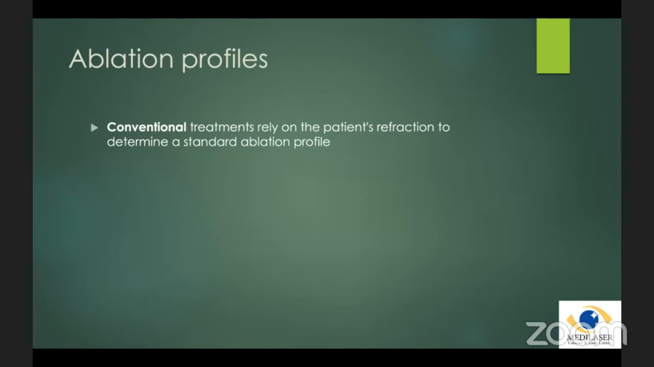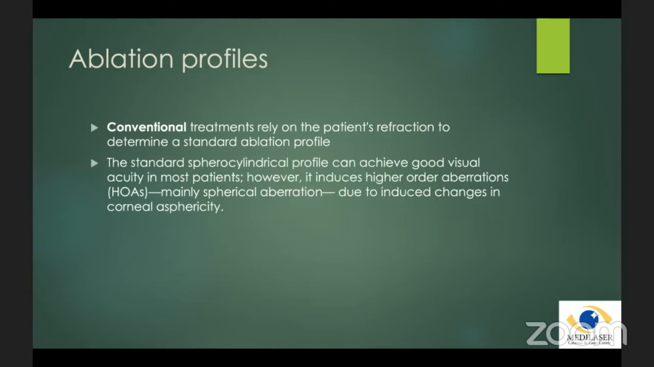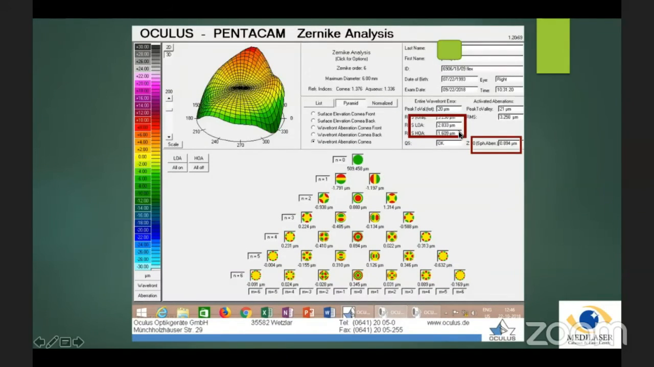In the conventional treatments that we were using, we used to only take into account the sphere and the cylinder of the patient that we were treating. However, this is the pre-op wavefront data of a patient. After a myopic treatment, we are making the prolate cornea oblate, and that causes not just an increase in the higher order aberrations, but specifically an increase in the positive spherical aberration.